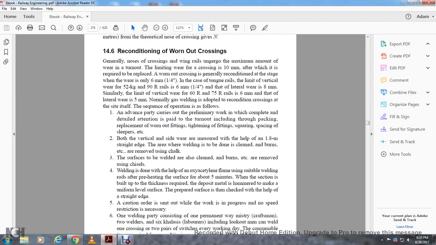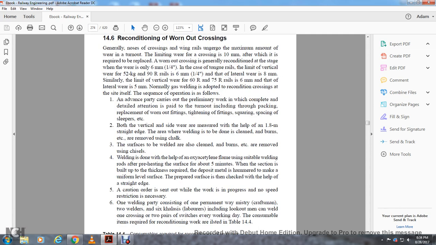Normally, gas welding is adopted for reconditioning crossings at the site itself. The following sequence of operations is followed. The preliminary work is completed with detailed attention to the turnout, including through packing, replacement of worn-out fittings, tightening of the fittings, scoring, and the spacing of the sleepers. Both vertical and side wear are measured with the help of a 1.8 meter straight edge. The surfaces to be welded are cleaned and the burns removed using a chisel.